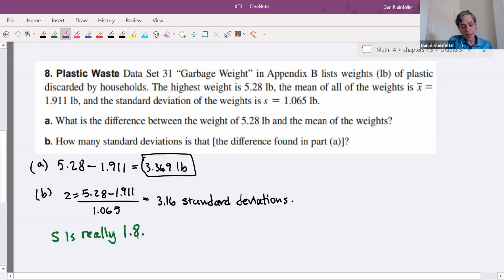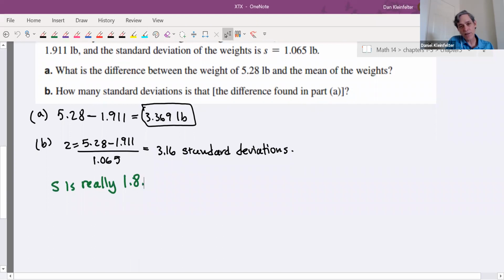If it turns out that the standard deviation was really 1.8, that means that it's more variable. All the households are more variable in how much they throw away. And so the 5.28 is going to be less significant. So the standard deviation being bigger will make the z-score smaller. Let's go ahead and calculate that z-score. Also, based on what you know about fractions, if you take a fraction and make its denominator bigger, that's going to make the whole fraction smaller.